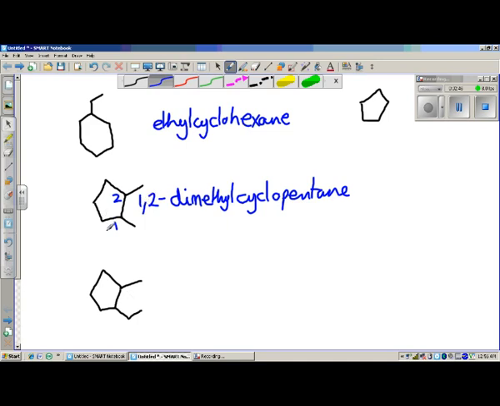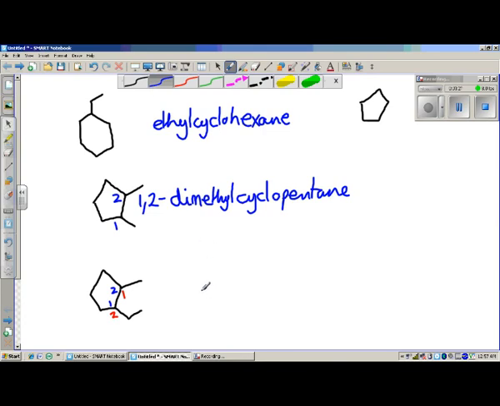Now what about this one down here? This one's very similar, but the issue is that both of our substituents are not the same. So here we run into a potential problem. I could number my substituents like this, but I could also number them like this. And whichever way I go, the substituent total is the same. So which one's right? Well, here's what you do.